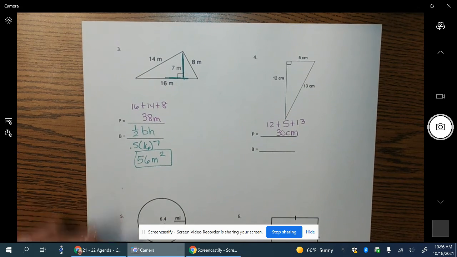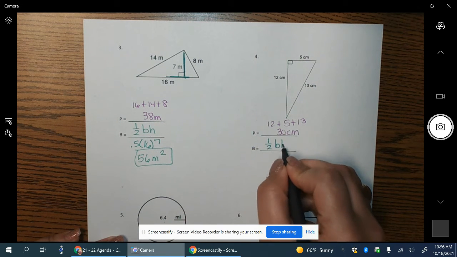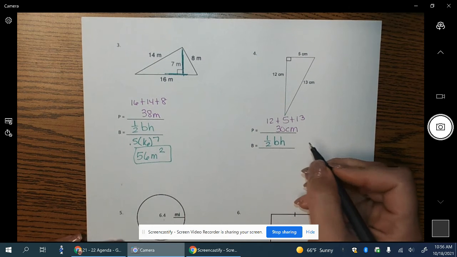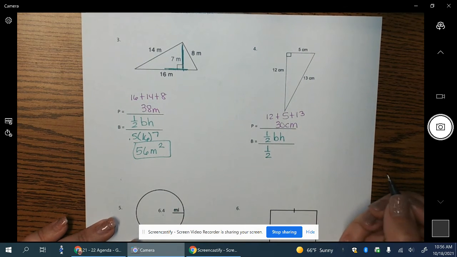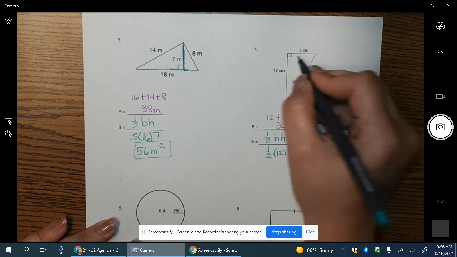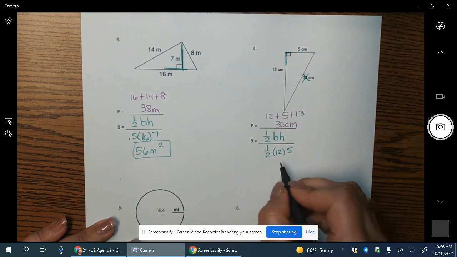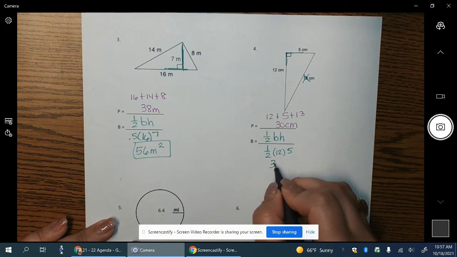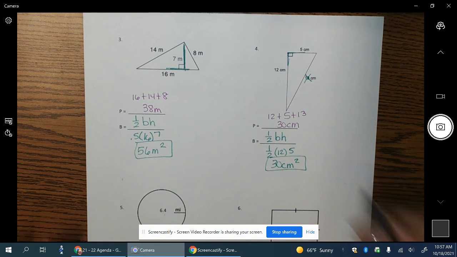Okay. For the area, what's the formula? 1/2 base times height. Okay. Which 2 numbers make up my right angle? 12 and 5. Okay, again, here's my right angle. I don't need that number. So what is the area? 30 centimeters squared. Good.